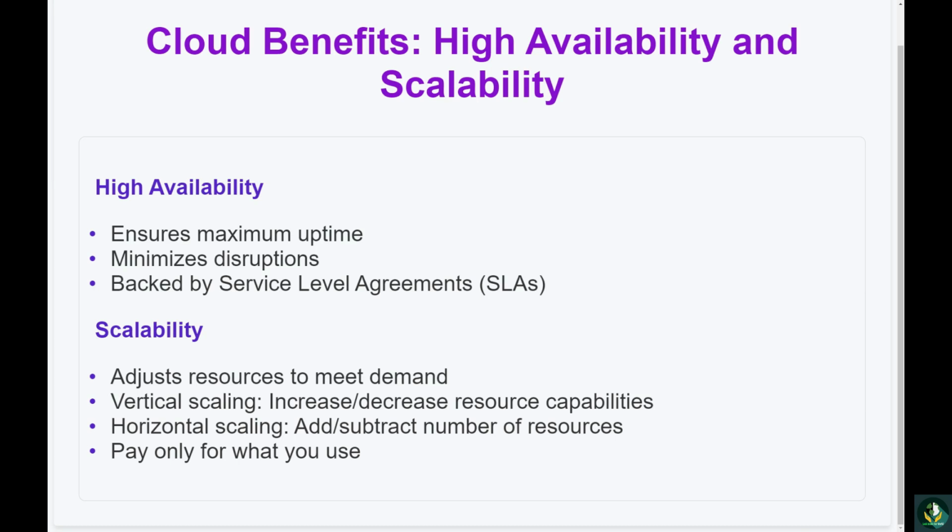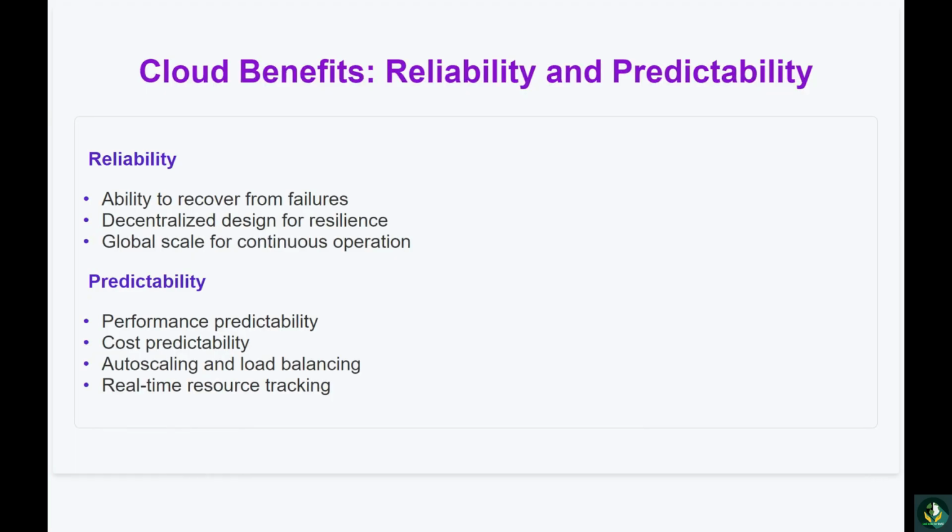Many cloud providers offer auto-scaling features, which automatically adjust your resources based on predefined rules or real-time metrics. This ensures optimal performance and cost efficiency without constant manual intervention. In the realm of cloud computing, reliability and predictability are two crucial benefits that provide businesses with the confidence to develop and deploy solutions effectively. These features are integral to the Microsoft Azure Well-Architected Framework, ensuring that cloud solutions are built on a solid foundation.